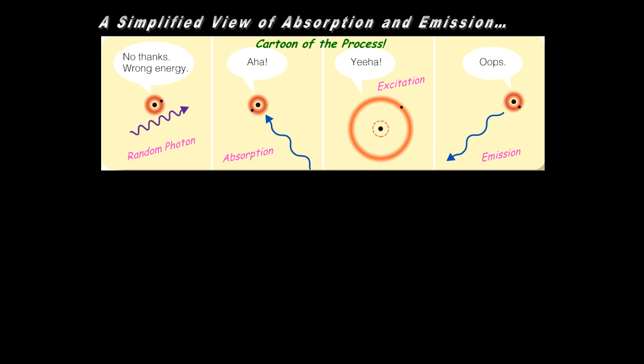But in the human realm, little kids that get excited, which they're wont to do, can't stay excited that long, right? They get tired and all of a sudden collapse. And that collapse is analogous to the electron jumping from the excited state down to the ground state again and emitting a photon of the same wavelength that it absorbed in the first place.